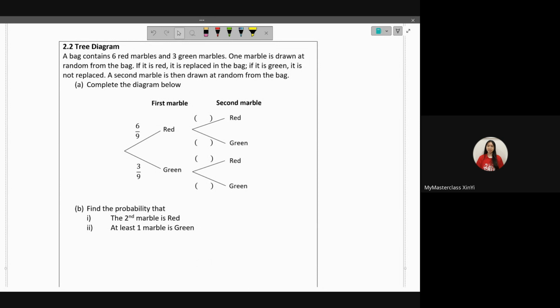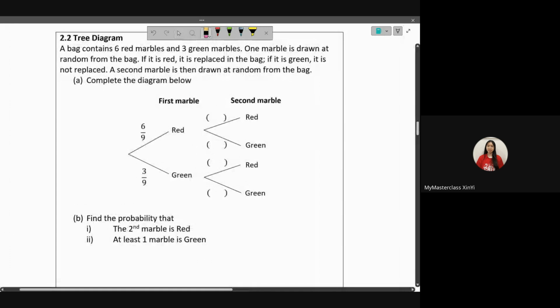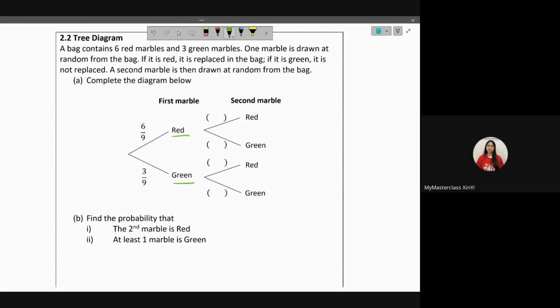When the first marble is drawn, this will indicate your first chunk over here. These are what we call branches. For your first branch, meaning your first draw of marble, you're going to have 2 choices, red or green. Under the first choice, you have 9 marbles in total. For you to pick red, you have 6 out of 9 chances. Then for green, it is 3 out of 9. So that's for the first one.